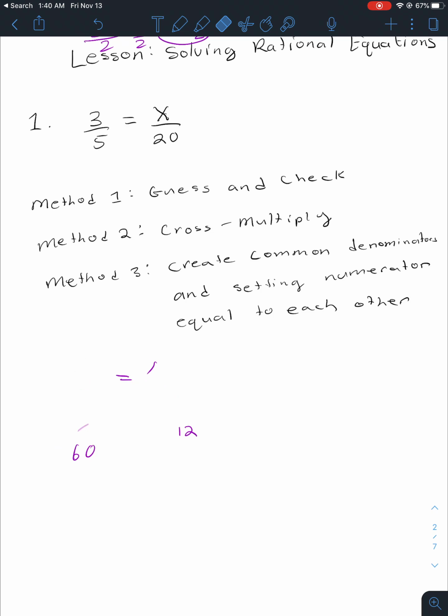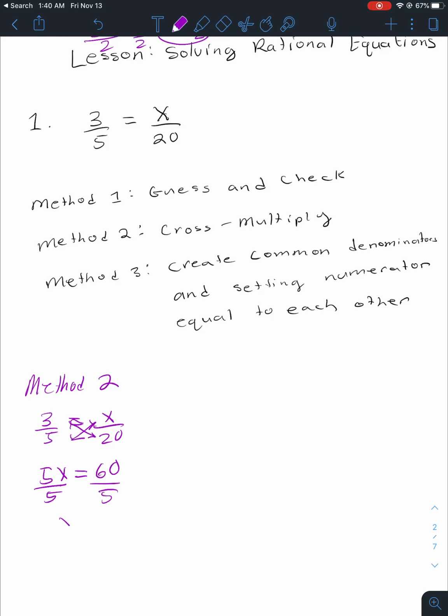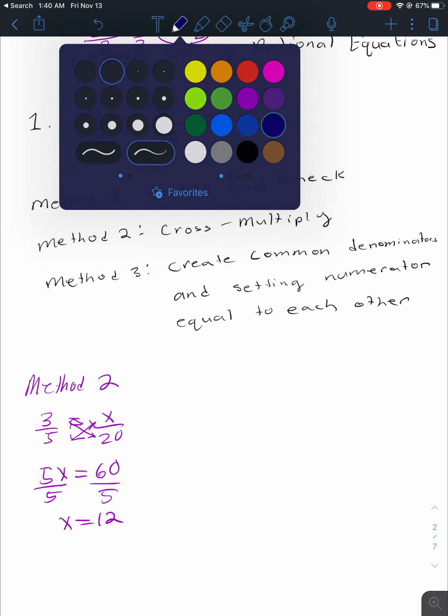So we're going to get to our second option, and I'll actually label this one. We're going to do method 2, which is cross multiplying. So when we cross multiply, we multiply this way. So you end up with 5x equals 60. And remember, we're getting 5x by doing 5 times x. We're getting 60 by doing 20 times 3. Then we're going to divide both sides by 5, and we get x equals 12. So that's called cross multiplication. I feel like that is a method that we're familiar with, so you might like that option.